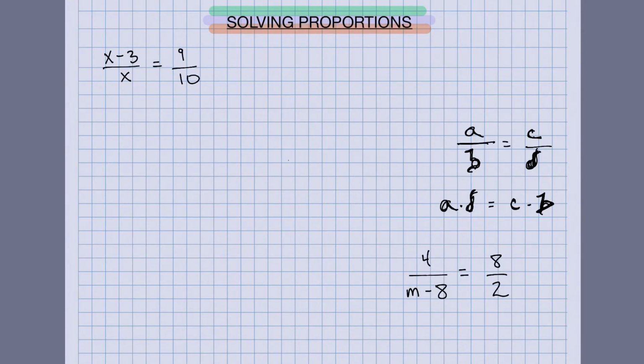Okay, let's have a look at this one. Once again, just cross multiplying here. So we're going to put this in parentheses to make it easy for us. Okay, so we have 10 times x minus 3 equals 9 times x. See, I just brought this 10 up here. Just bring the x up here. Okay, see this x, this letter B. Letter A is this x minus 3. Okay, and C and D. So I'm just following this pattern right here.